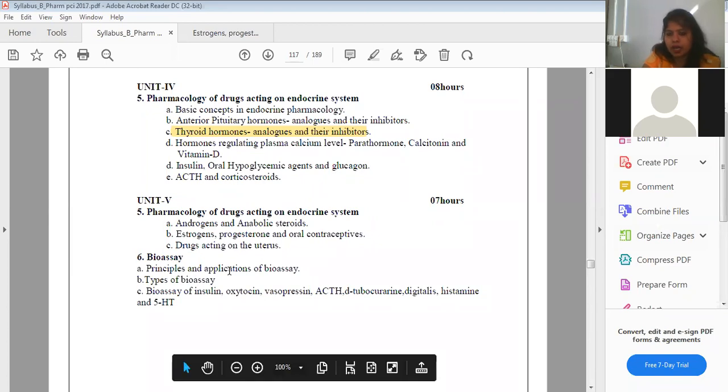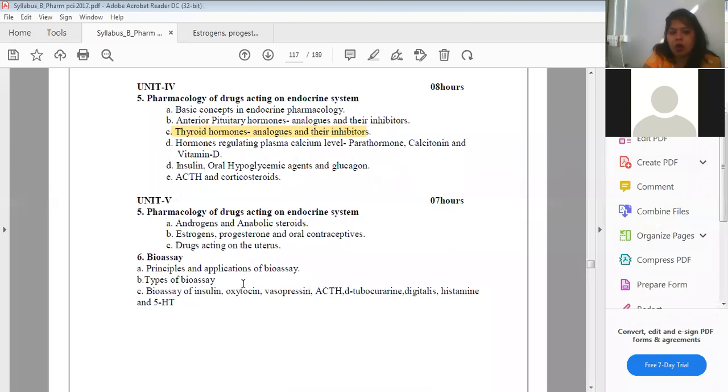Does anyone have any doubt? Tomorrow we will start with either the bioassay or the drugs acting on the uterus. It is a simple bit. The majority of it is estrogen, progesterone, and the oral contraceptive. In your exam, there will definitely be a question: write a note on oral contraceptive. Anyone have any doubt? You may ask me.